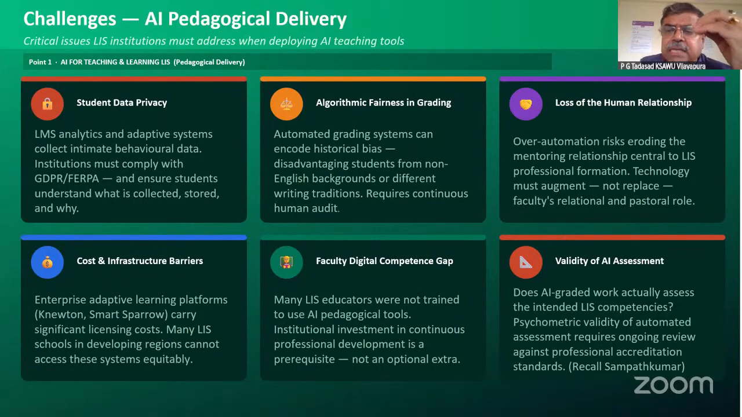Whether it actually suits the intended LIS competencies. Psychometric validity of automated assessment requires ongoing review against professional accreditation standards. Again, I'm just mentioning Sampath Kumar's example of that popular article. What is the validity of AI assessment? It's very poor. It may not come up to the level of the human brain.